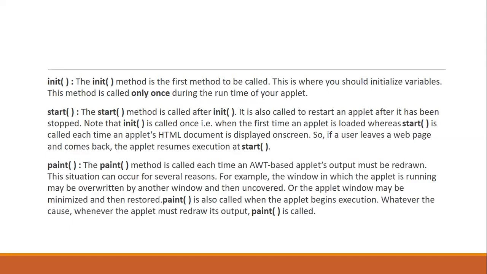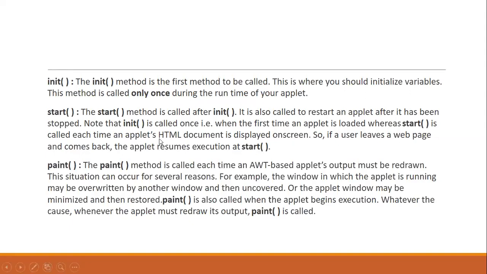The second is the start method. The start method is called after the init. It is also called to restart an applet after it has been stopped. It is possible that we can stop the applet in between, we can go to another window. At that time, the applet gets stopped. So automatically it gets started with the help of the start method when you come back to the applet.